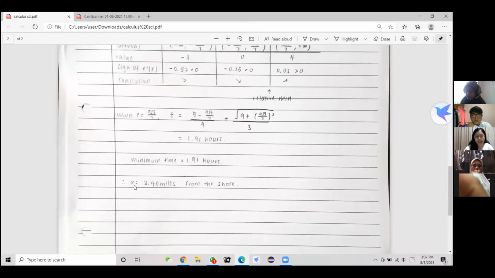The question was the point P, right? So x equals 9 root 7 over 7. I just use the calculator and calculate 3.4. So the answer is 3.4 miles from the shore. That's all. Can you guys understand? Yeah, understand.